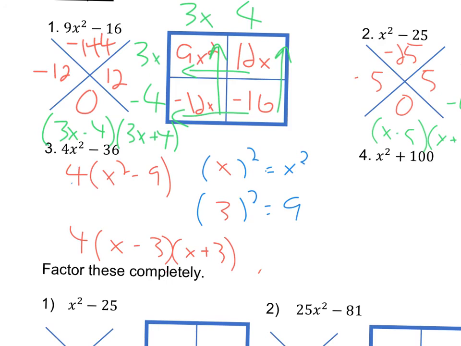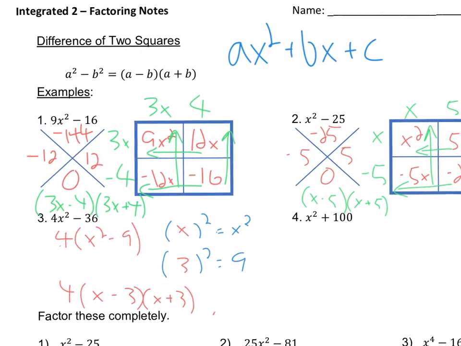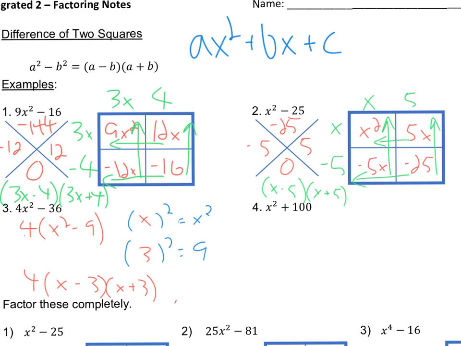Now last problem. Look at number 4. We have x squared plus 100. Using that idea that we just talked about, what does that factor to? What squares to give us x squared? X. And what squares to give us 100? 10. And then we make one positive, one negative.